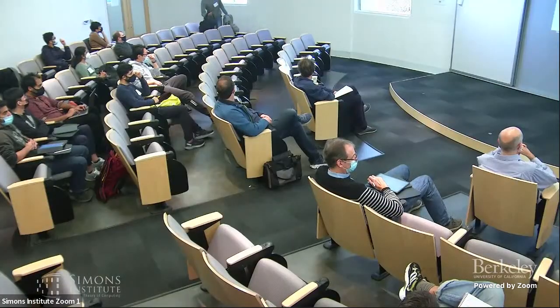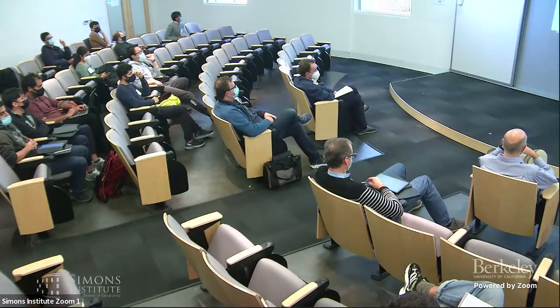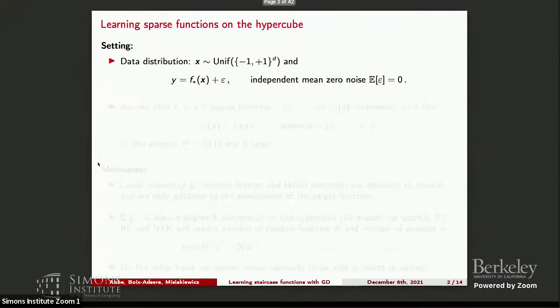So with Enric, I will consider a more restricted setting. We'll consider a staircase with bounded degrees. Actually, we'll take a step back and consider a slightly more general setting in this bounded regime, which is learning sparse functions on the hypercube.